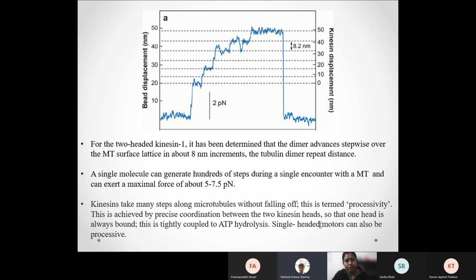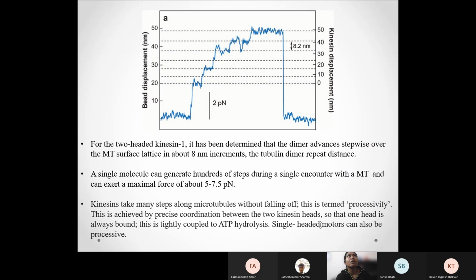Ma'am, I had a question. About errors while walking on this microtubule. I'm saying, when kinesin walks on this microtubule, don't they sometimes have errors? If an error happens, can it fall apart from the microtubule?